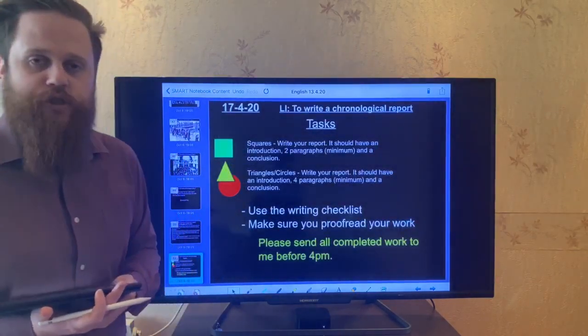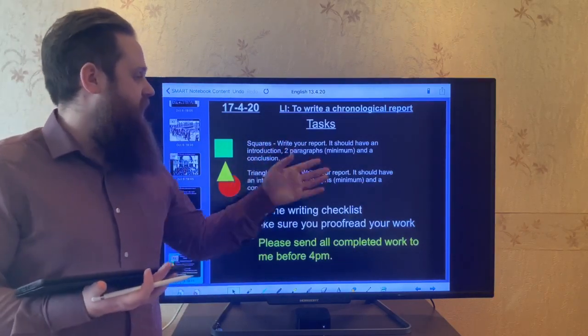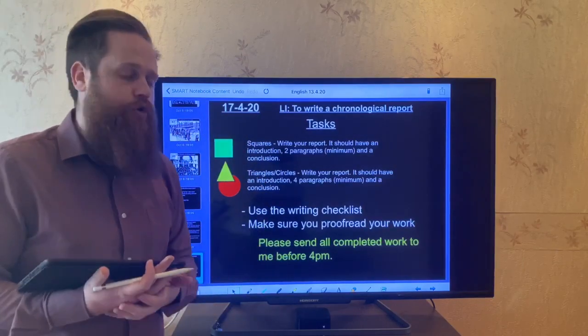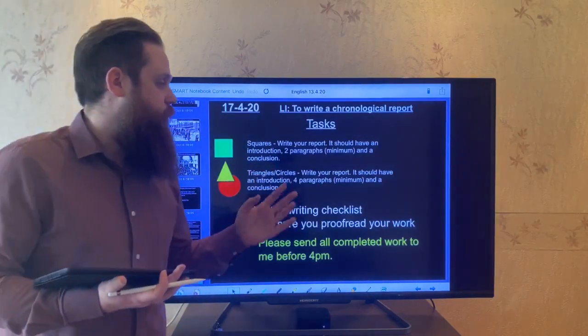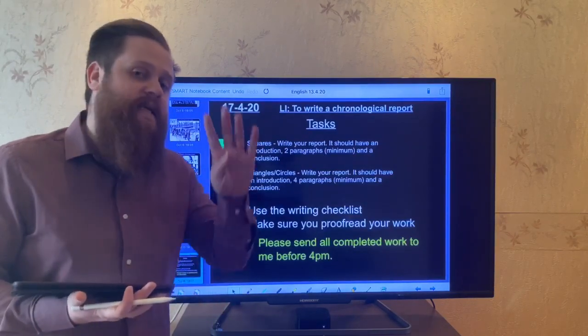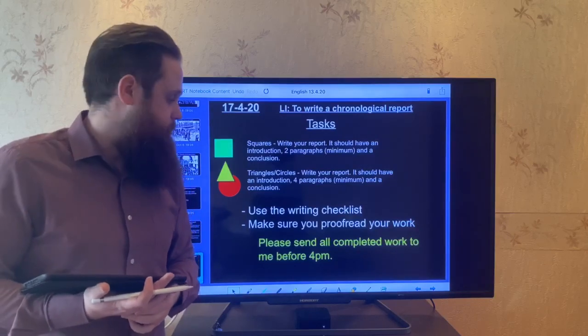Now, it's your turn. I would like you to go and write this report. Now, squares, you should have an introduction and at least 2 paragraphs, and then a conclusion. Triangles and circles, you need to write your report as well, and it should have an introduction, at least 4 paragraphs, and a conclusion as well.